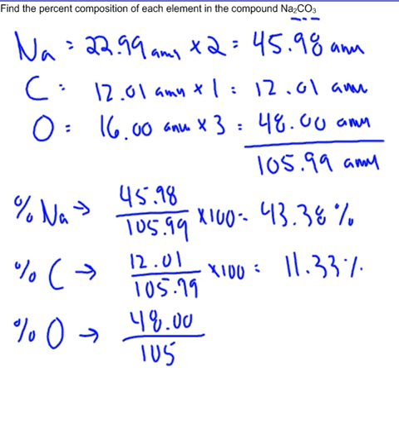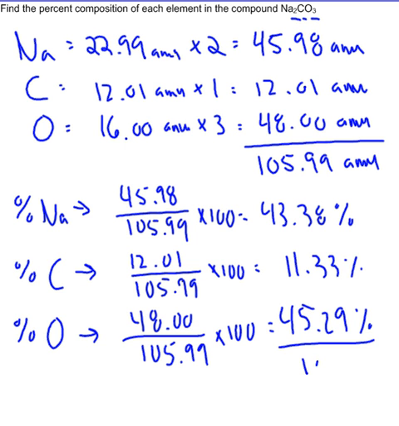And lastly, we will do the percent for oxygen, which is going to be 48, again, all over 105.99 times 100. And we get 45.29%. And as a double check, we should just see if this adds up to 100. And it does come pretty close, if not exactly 100%. So we know we've done it right.